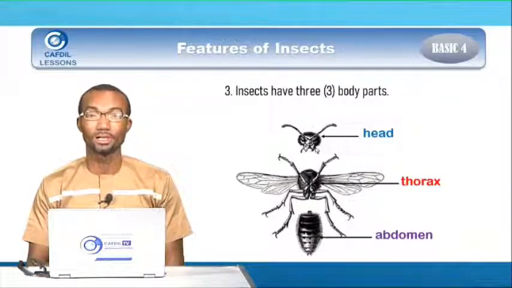See how it has been divided. Head, thorax, the middle part, and then the abdomen. So insects have 3 body parts: head, thorax, and then abdomen.